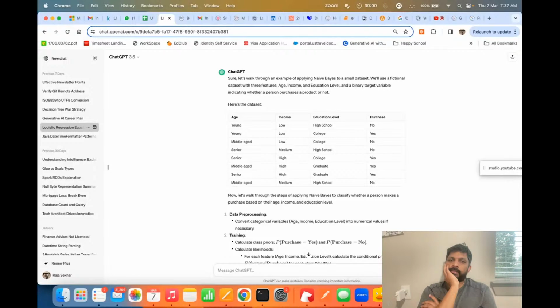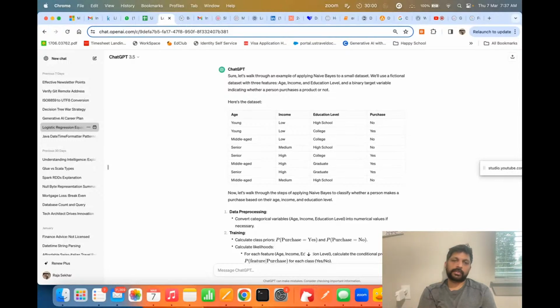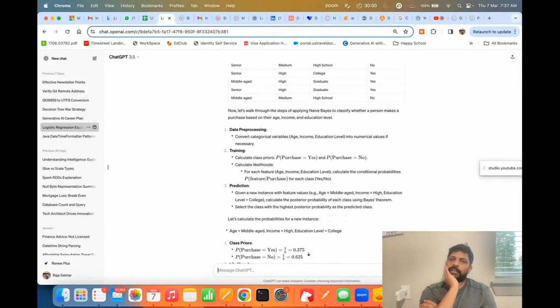Whether a person makes a purchase based on their age, income, and education level. Data pre-processing: convert categorical variables, age, income, and education level, into numeric values if necessary. Then calculate class priors: P(purchase) is equal to the probability for purchase equal to yes, and the probability for purchase equal to no.